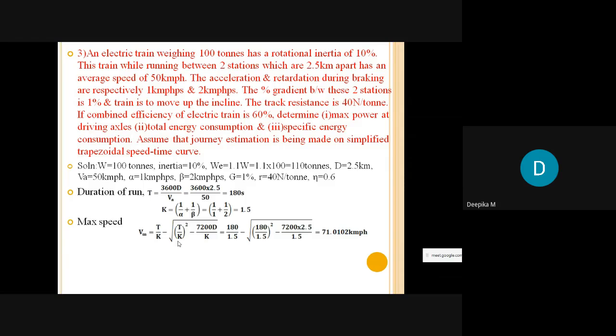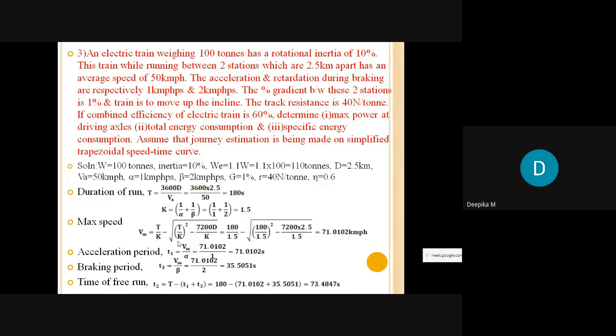71.0102 kilometer per hour. And acceleration period T1 is nothing but Vm by alpha, which is nothing but 71.0102 second. And braking period T3 is nothing but Vm by beta, which is nothing but 35.5051 second. And time for free run, that is T2 is nothing but T minus of T1 plus T3, which is nothing but 73.4847 second.